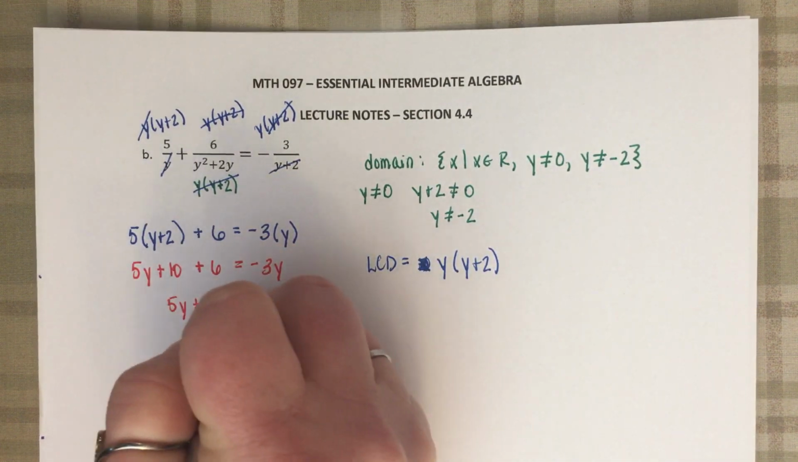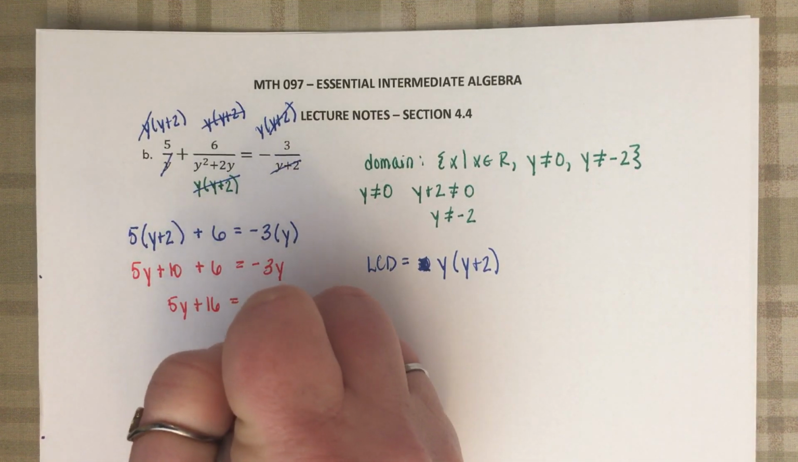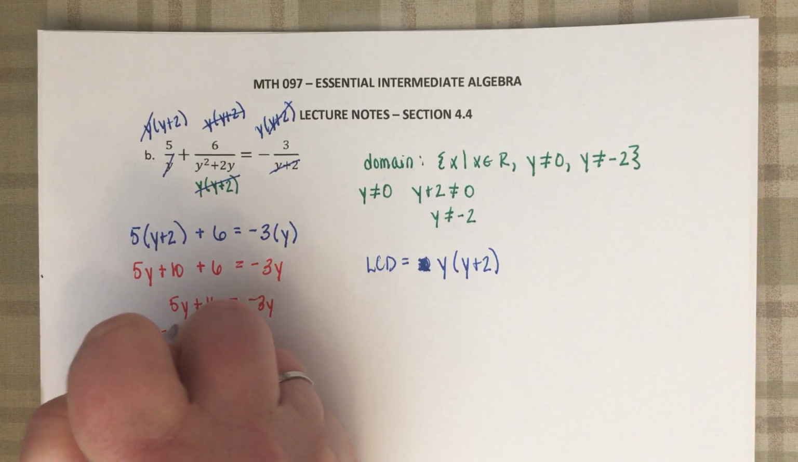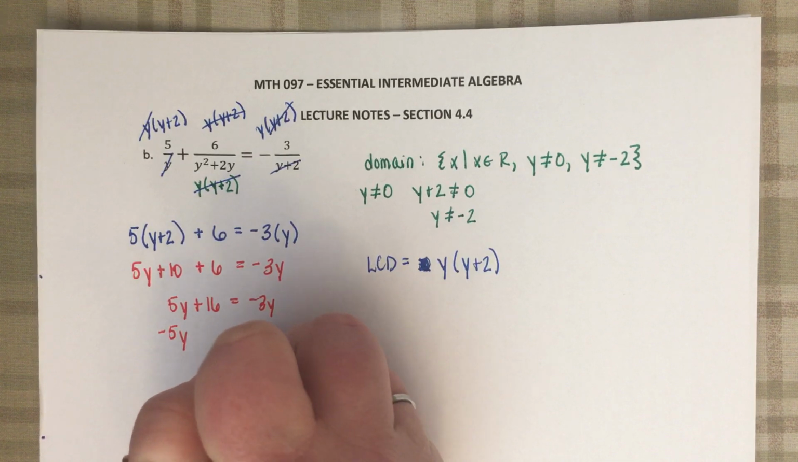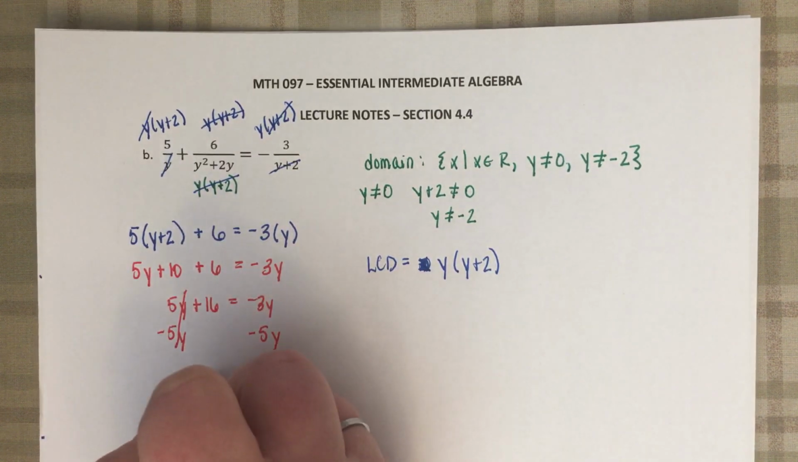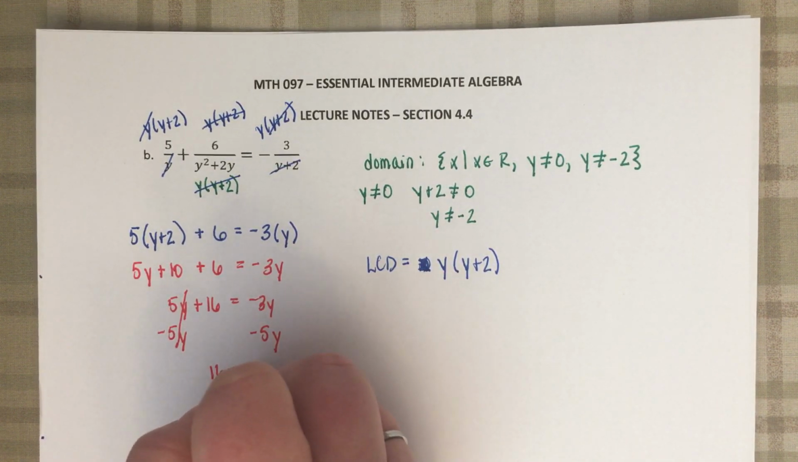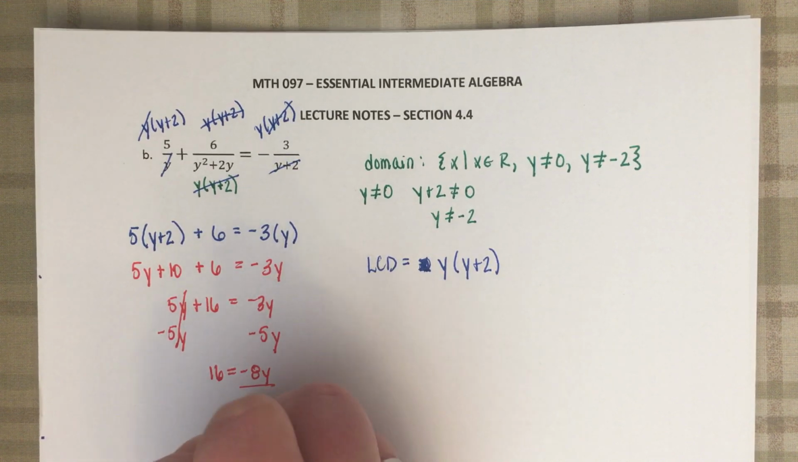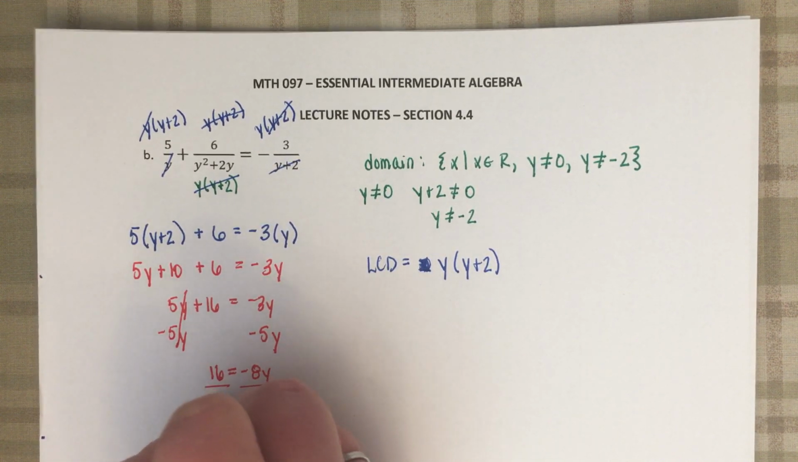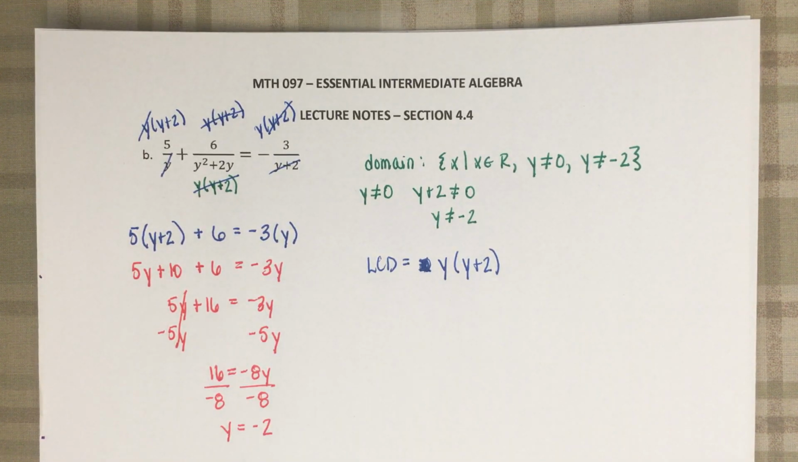5y plus 16 equals negative 3y. I'm going to subtract 5y from both sides. 16 equals negative 8y. Divide both sides by -8, y equals -2.